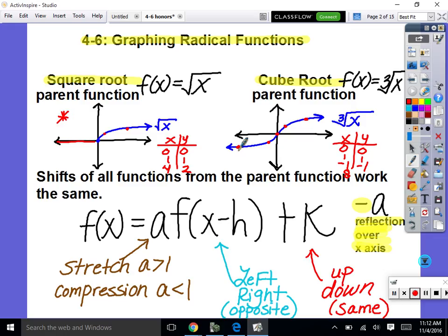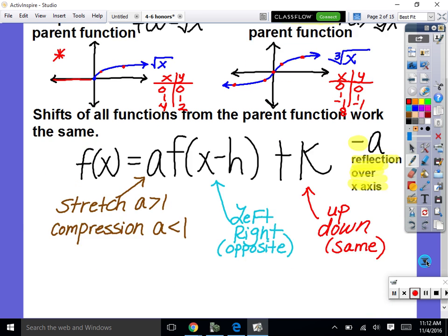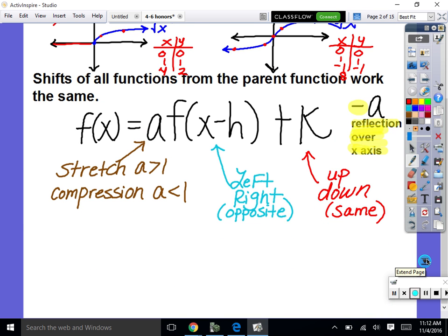So we know that shifting from the parent function works the same for all functions. Just a reminder here, this is for functions in general. The a multiplied in front of the function is a stretch or compression. If a is greater than 1, then it's a vertical stretch. It's going to be a greater acceleration. If a is less than 1, it's a compression because the acceleration is less. Anything added and grouped in with x is your shift left and right. We always go opposite of the sign. Anything added to your function on the outside is your shift up and down. The sign will stay the same. And just remember the negative in front of a has nothing to do with stretch or compression. That will be a reflection over the x-axis.